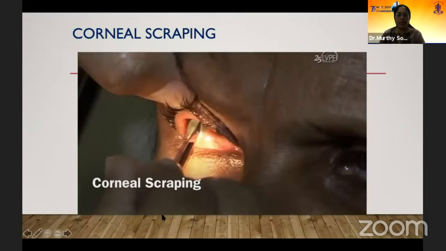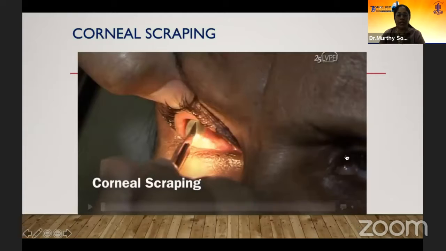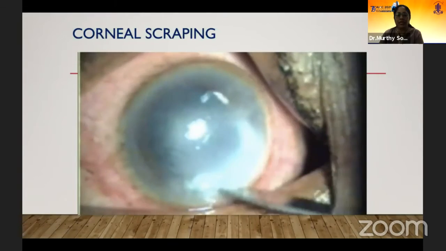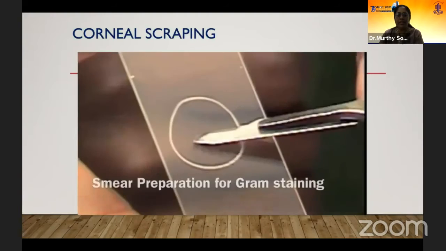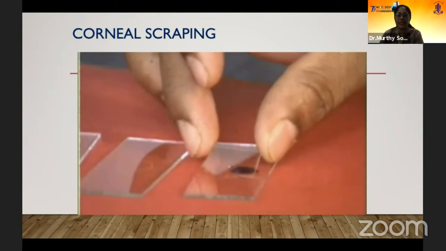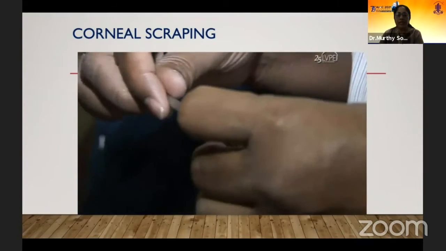So I'll quickly go through how to do the scraping. So the idea is after topical anesthesia, we need to very carefully, we can do this on the slit lamp also, scrape from the active edges of the lesion. And most of the time the patients can cooperate very well, but we always keep our code blue kit ready and on standby. And for KOH, we just simply put it on the slide.